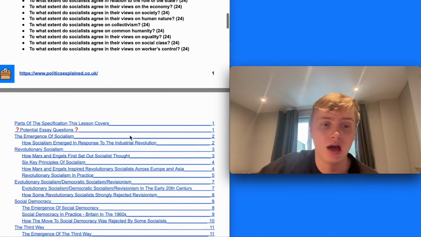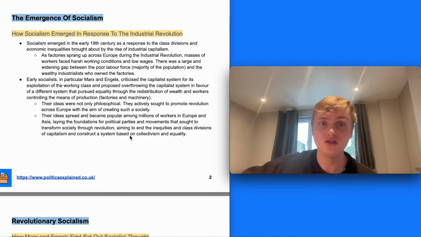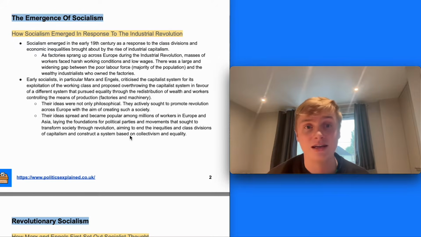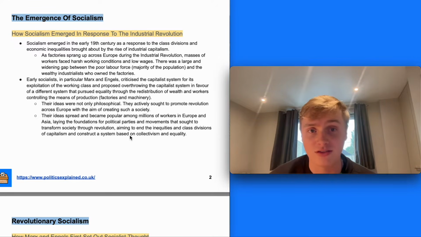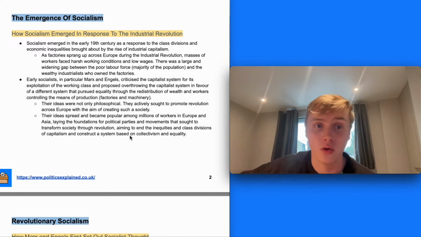Without further ado, let's start off with the emergence of socialism. Socialism emerged in the 19th century as a response in particular to the Industrial Revolution and its consequences. The Industrial Revolution and the development of capitalism created great class divisions and economic inequalities.